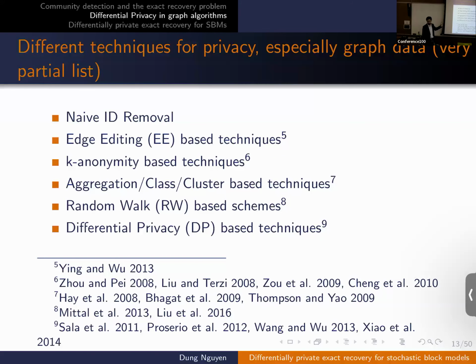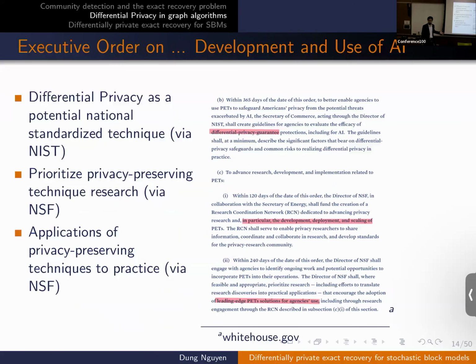This is a partial set of the techniques, but differential privacy is an important one. It is a practical and theoretical tool to protect privacy in many different settings. It appears in the executive order as one of the proposed techniques to be standardized in both industry and government.